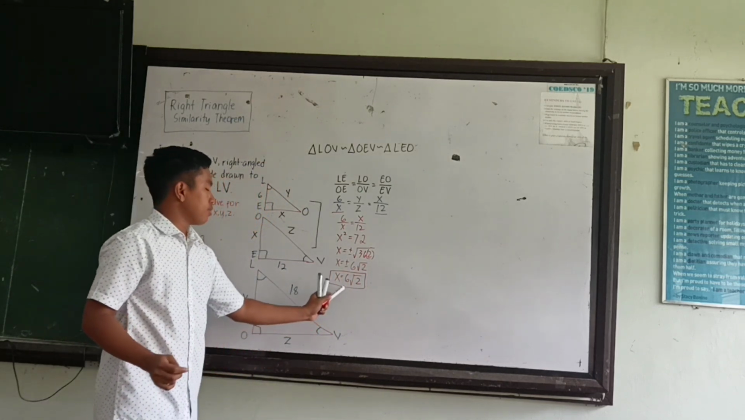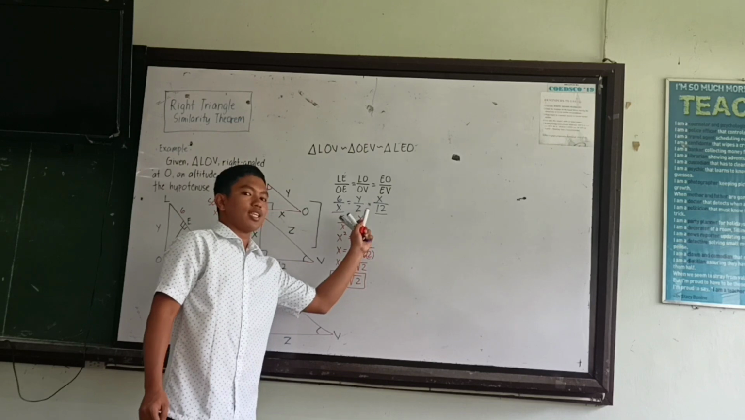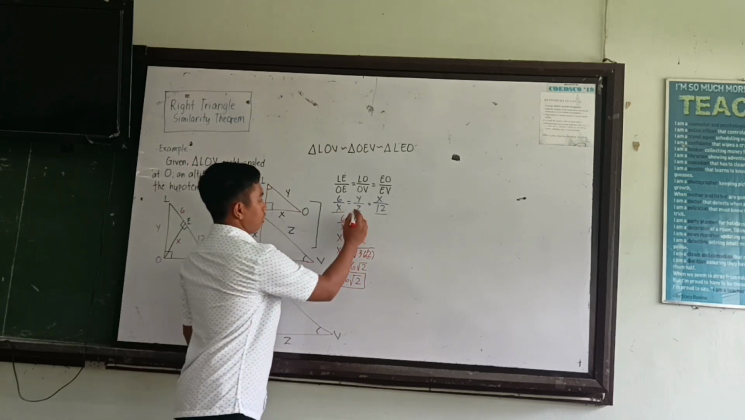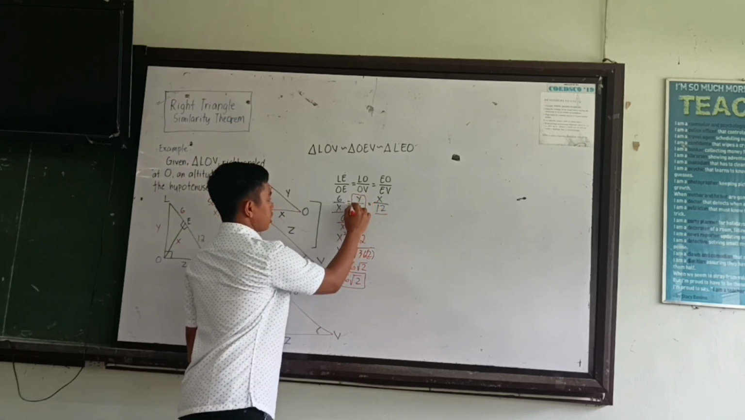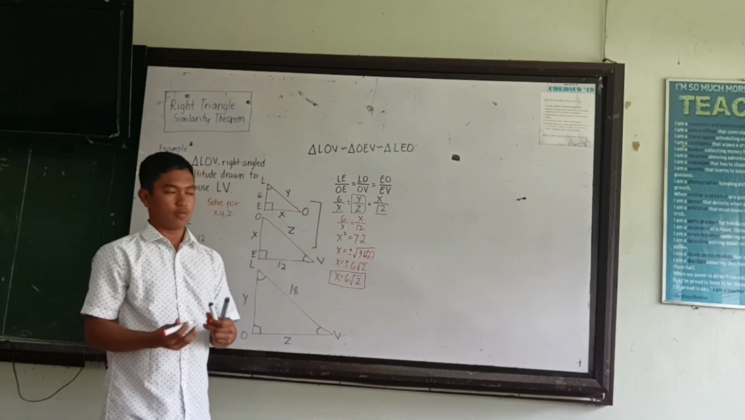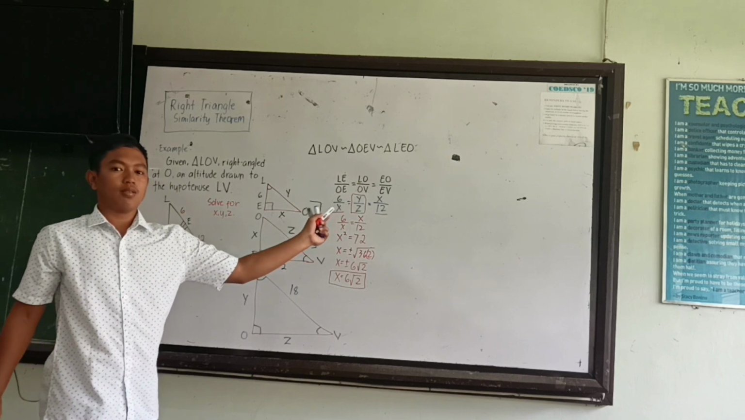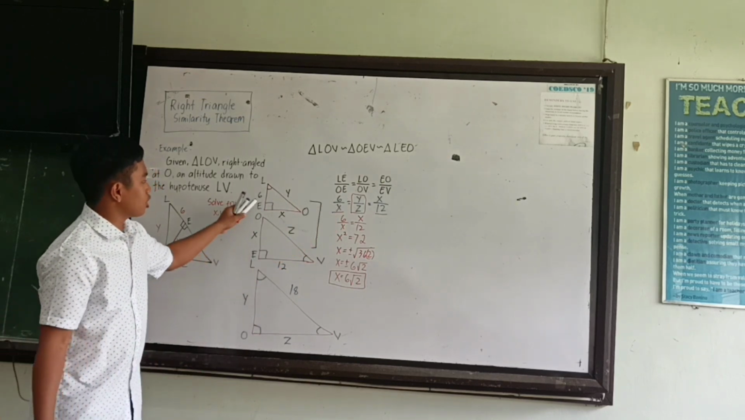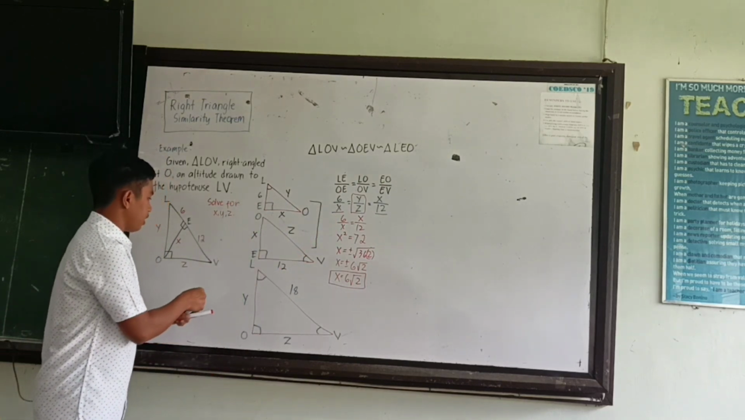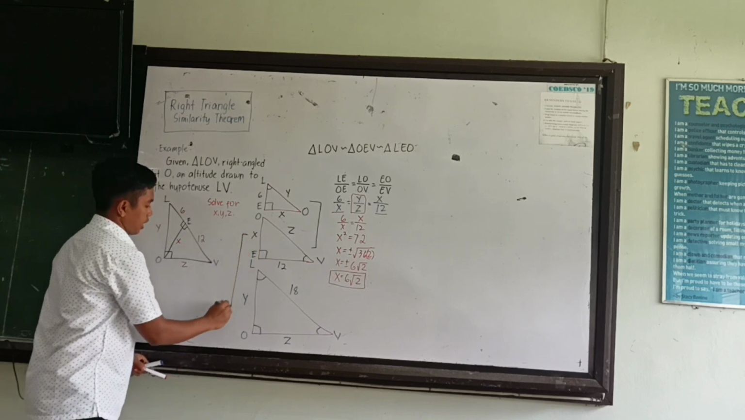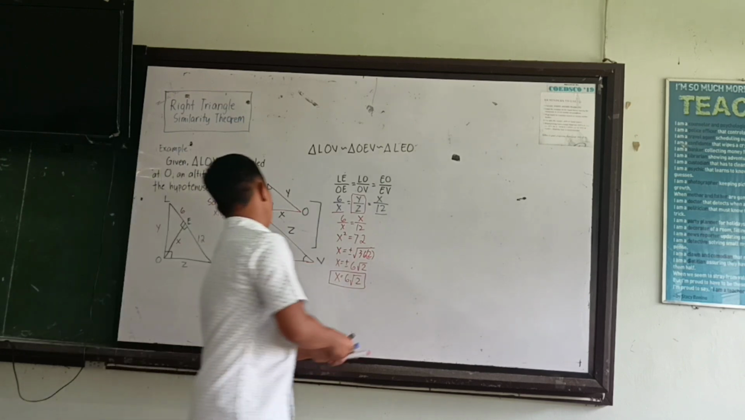Now, even if you substitute the value of x in our proportionality statement, we can find the value of y or z, because these are the two remaining unknowns. Now let us find the proportionality statement of the bigger triangle and the original triangle. So let's try it here.